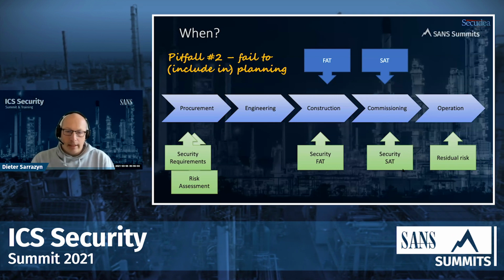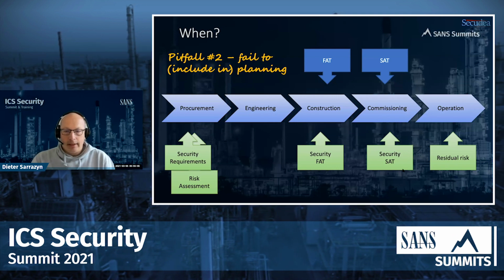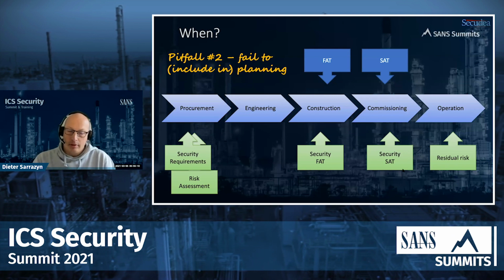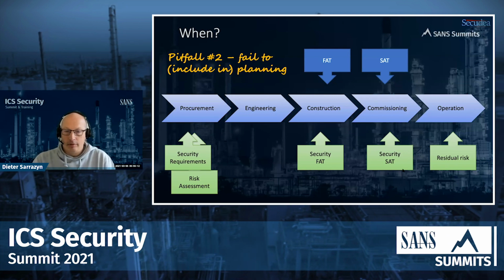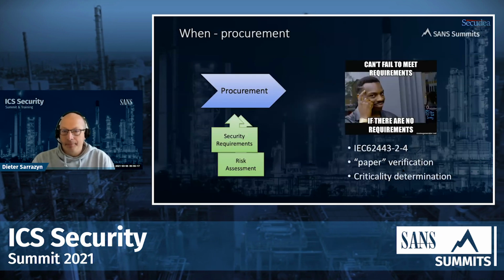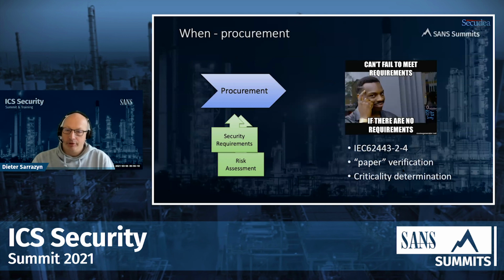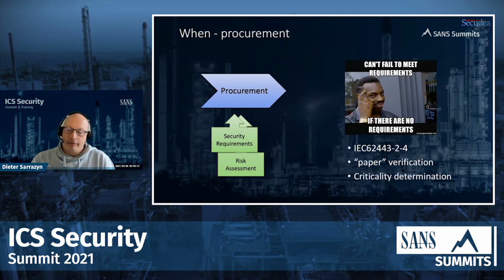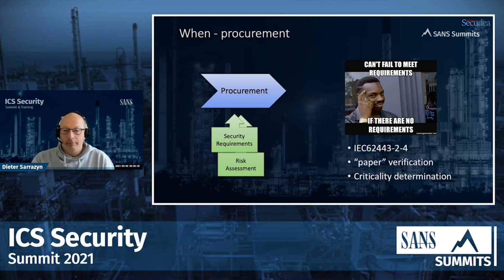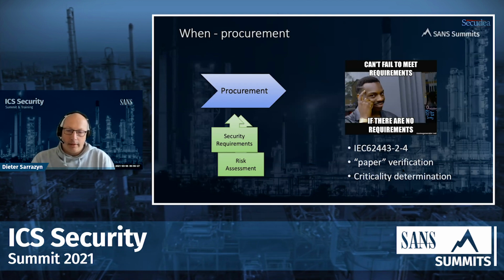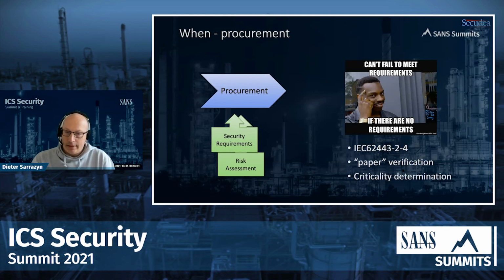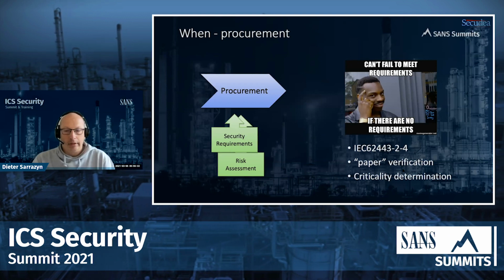But if you look at the security part at the bottom, you will see that I put security requirements and risk assessments all the way during procurement phases already, because this is where it all begins. You set your security requirements. And of course, if you don't have any security requirements, you can't meet those. A good way in starting the requirements, or a good resource, is the IEC 62443-2-4 standard.